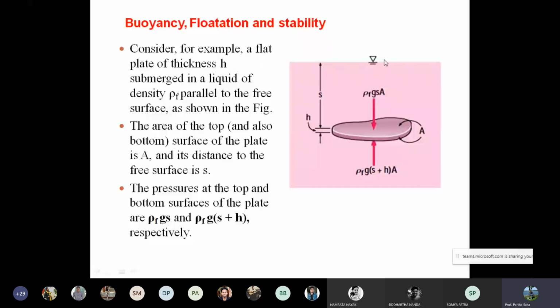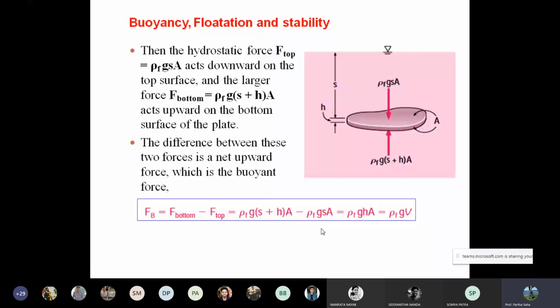So the pressures at the top and bottom surface of the plate: the top surface will be ρF g S, because ρF is the density, g is gravity, and S is the height. So that is the pressure at the top, and the bottom will be ρF g (S plus H), because you have to take into consideration the thickness of the plate, right? So these two forces come from the pressure you have calculated. If the area is A, then you multiply with the area, you get force ρF g S A acting downward, which tries to push it down, and the buoyancy force, which is ρF g (S plus H) A, which tries to push you up.